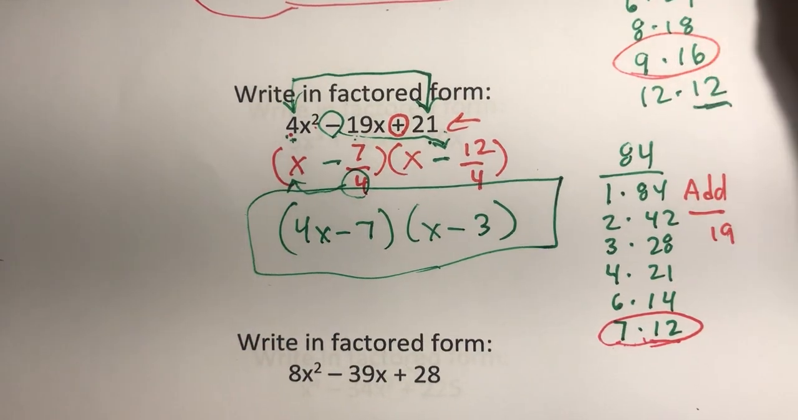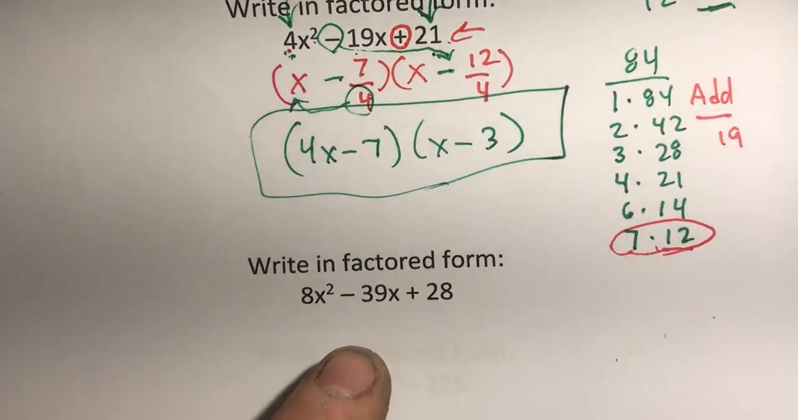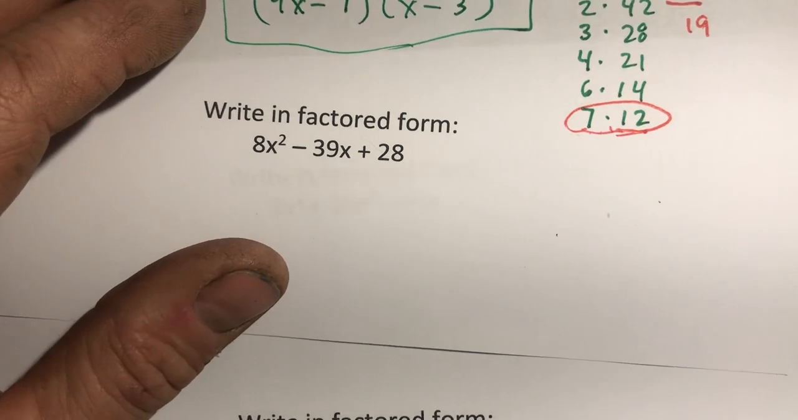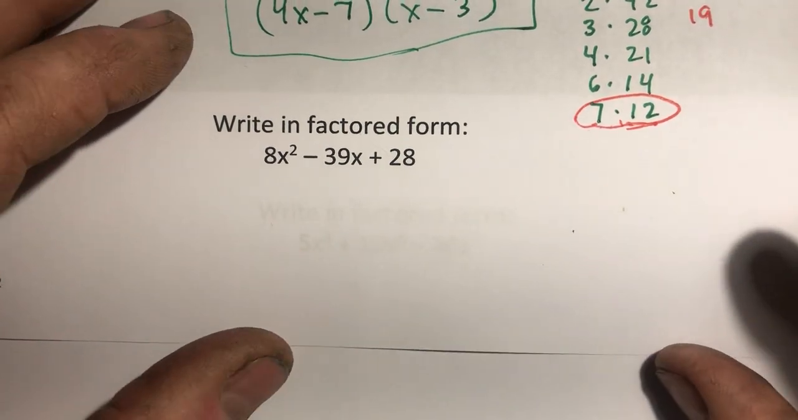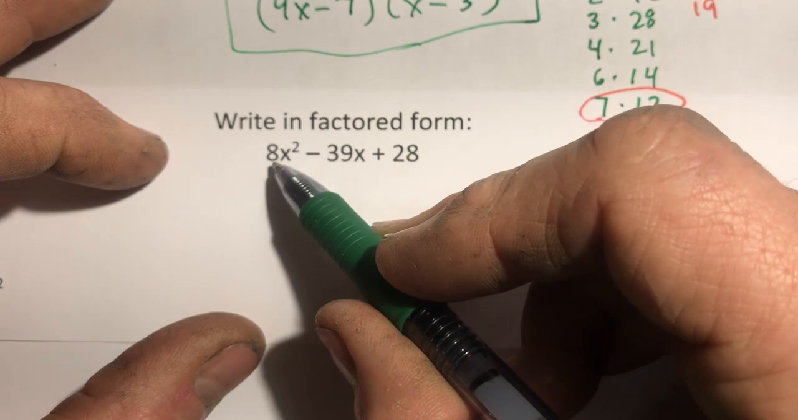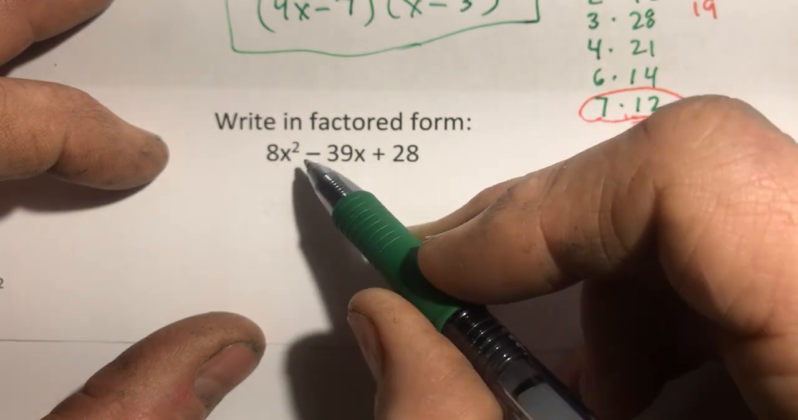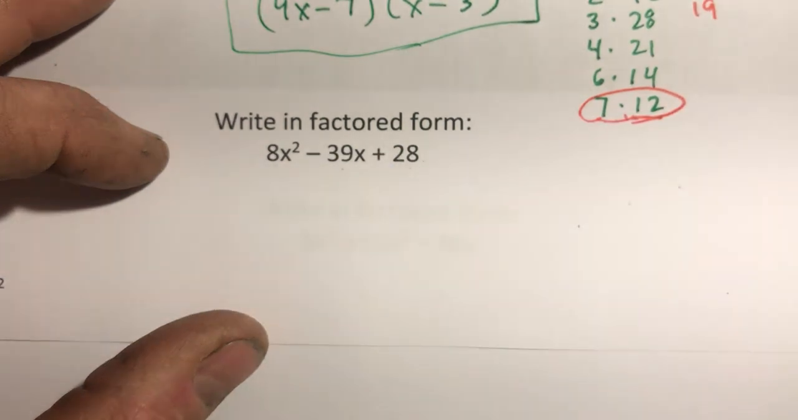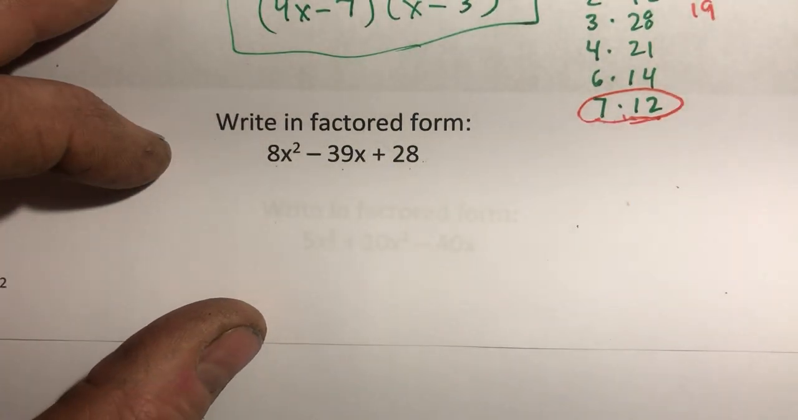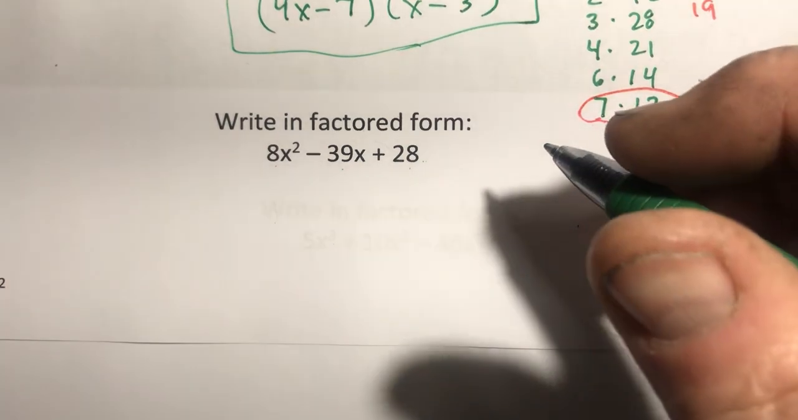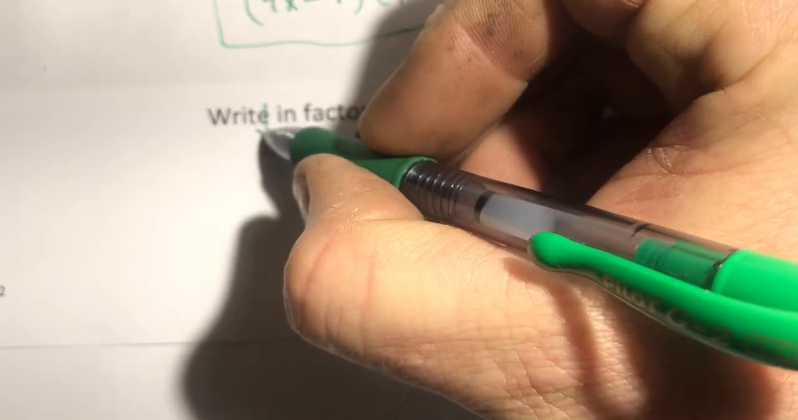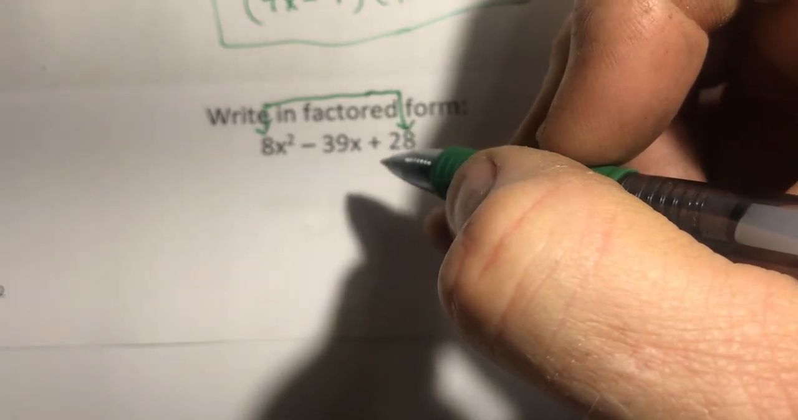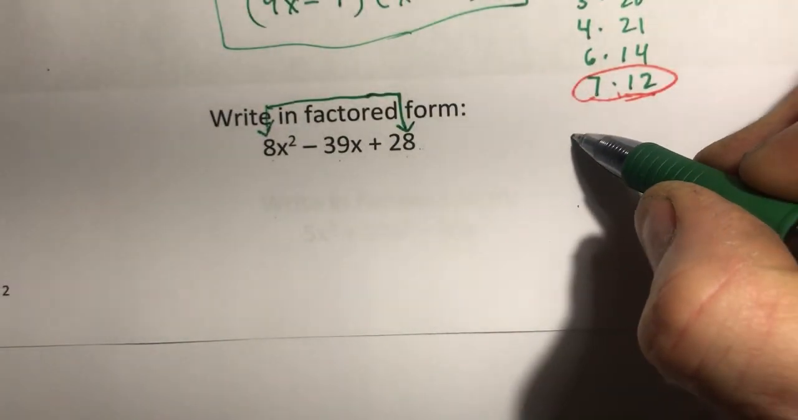Okay, here's one similar. This one's similar to that one, so we'll do it. All right, so again, 8, 39, and 28, there's no common factor there, and there's no x term in this last one, so there's no common factor I can pull out of this. All right, so I'm going to take 8 times 28. So that's 224.